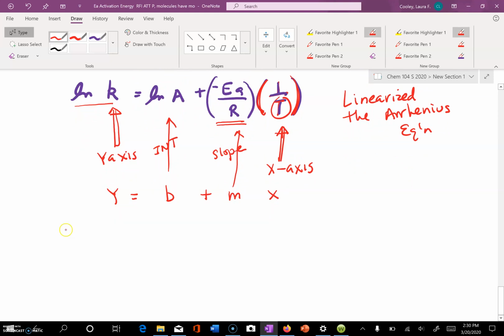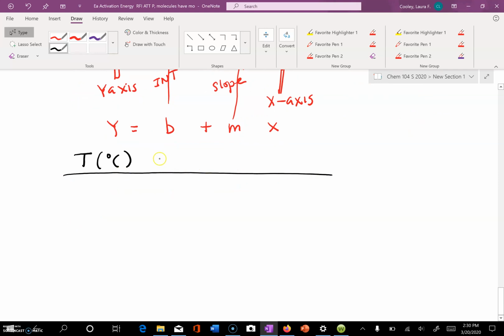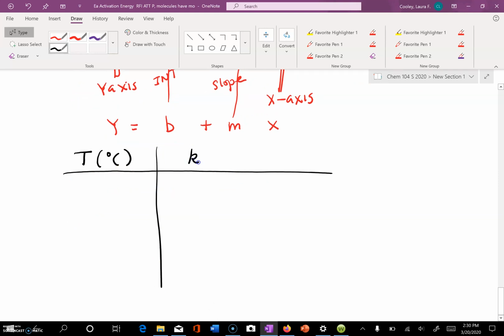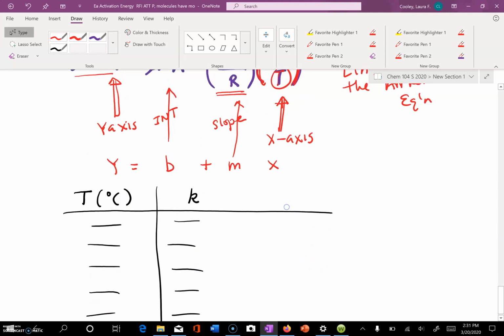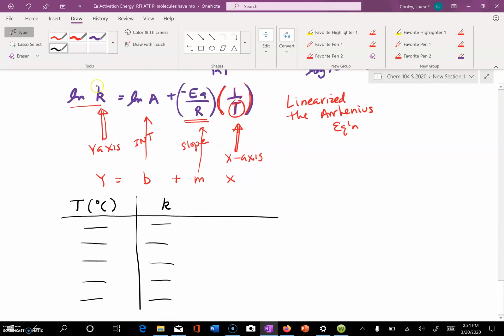So what does this mean? It means if you were to get data for how the rate constant varies with temperature, at several temperatures, like we would have done if we had actually performed this lab, and we would have measured the rate constant for different temperatures, plotting k versus temperature isn't going to get you anywhere. That's not going to be a line. What you need to do is plot the log of k versus 1 over the temperature. And by the way, that has to be the temperature in Kelvin.